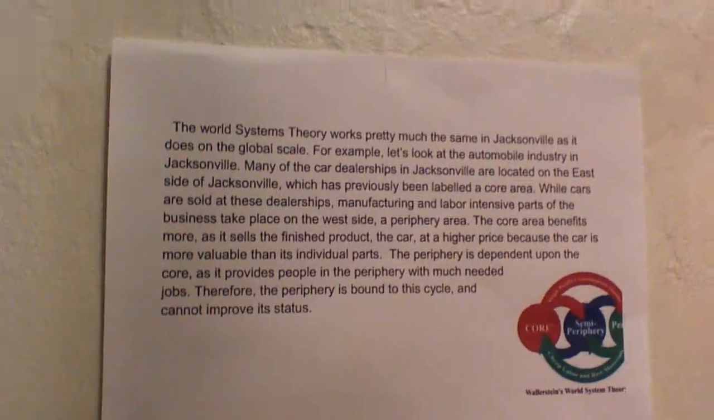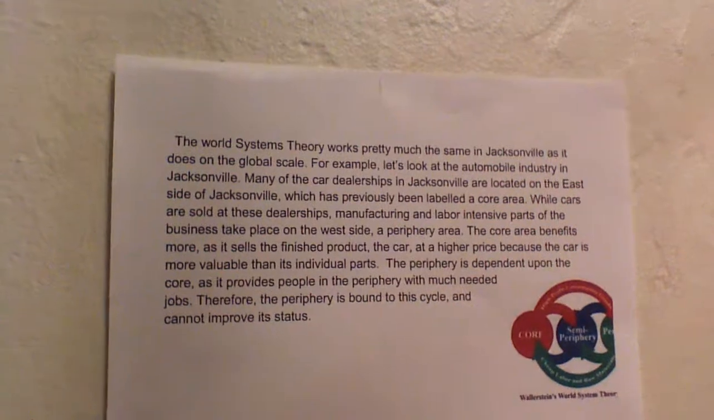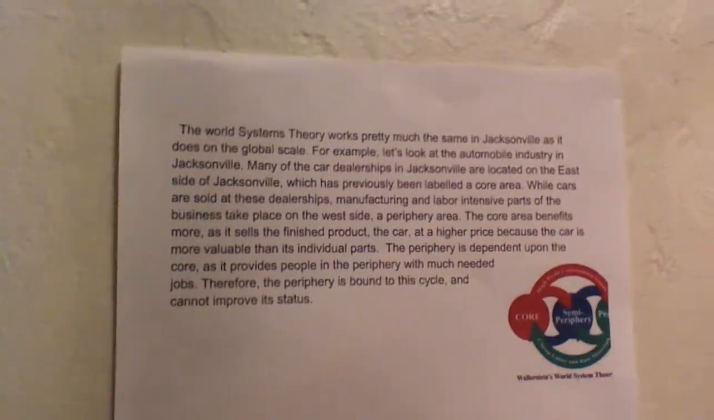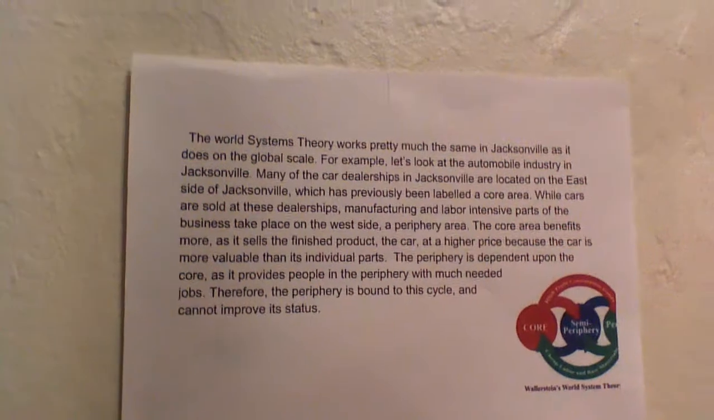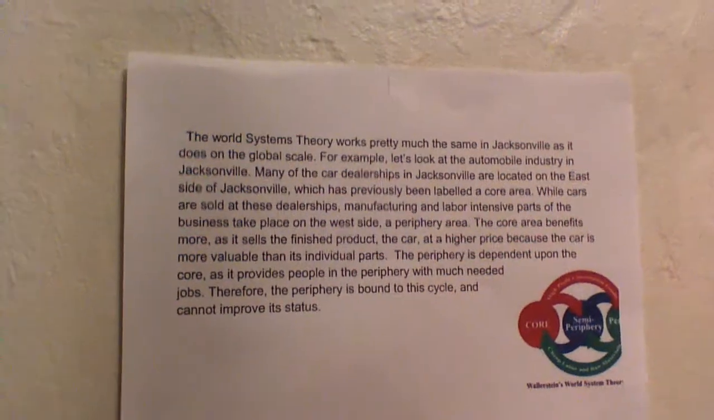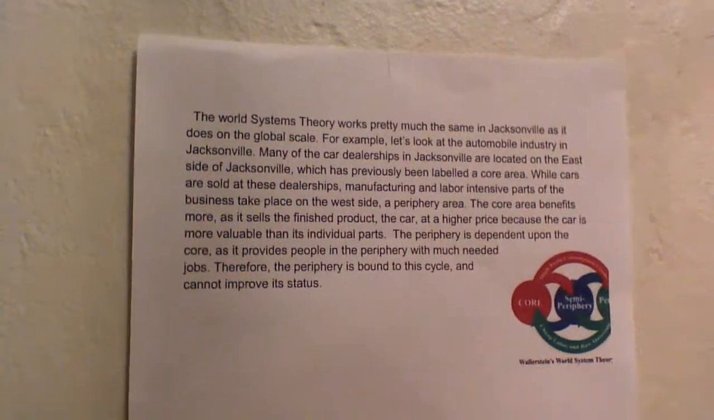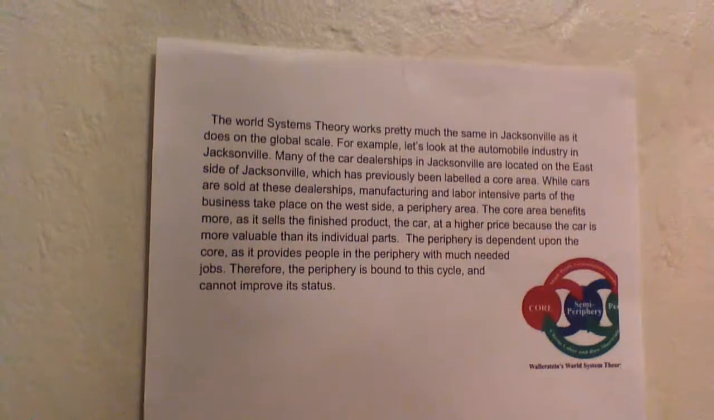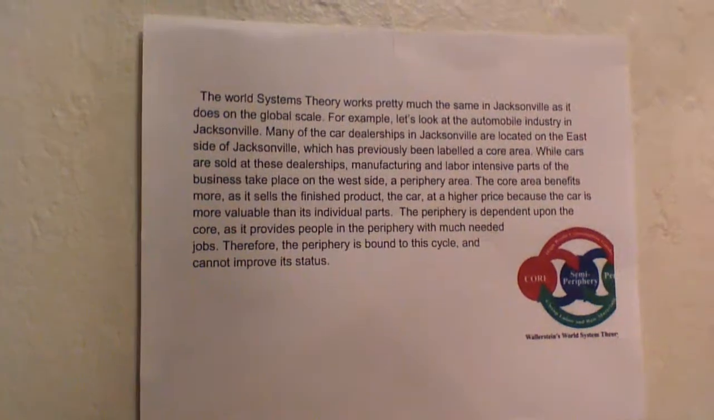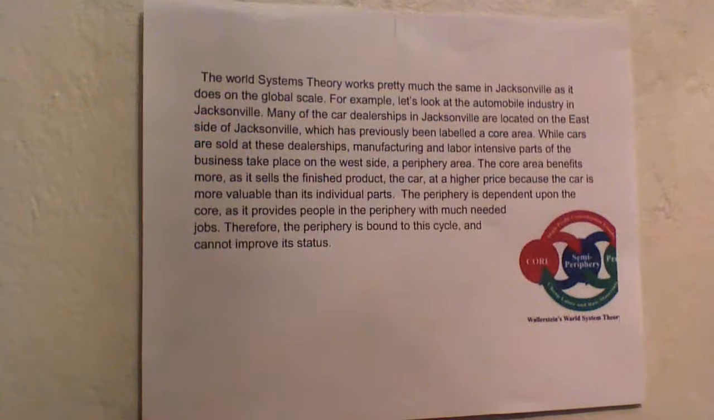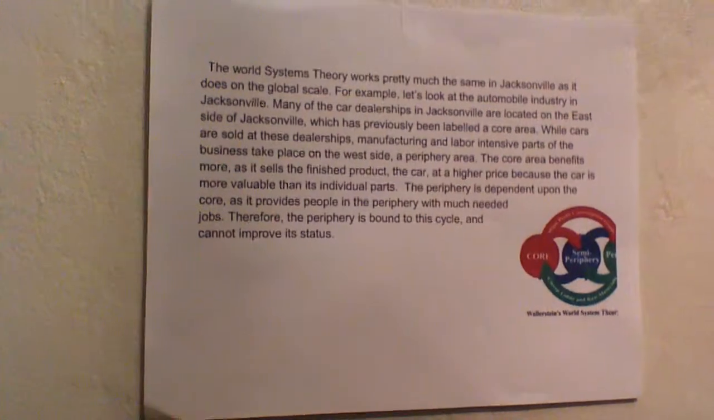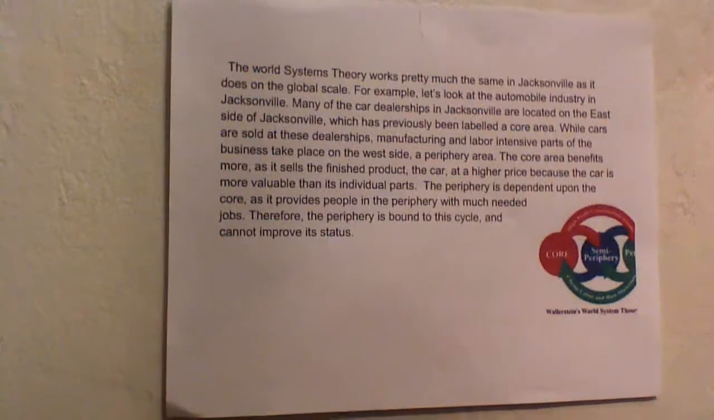Now that we've labeled parts of Jacksonville, let's apply the world systems theory. The world systems theory works pretty much the same in Jacksonville as it does on the global scale. The core areas exploit the semi-periphery, and the semi-periphery exploits the periphery. For example, let's look at the automobile industry in Jacksonville. Many of the car dealerships in Jacksonville are located on the east side, which has previously been labeled a core area. While cars are sold at these dealerships, manufacturing and labor-intensive parts of the business take place on the west side, which is a periphery area.